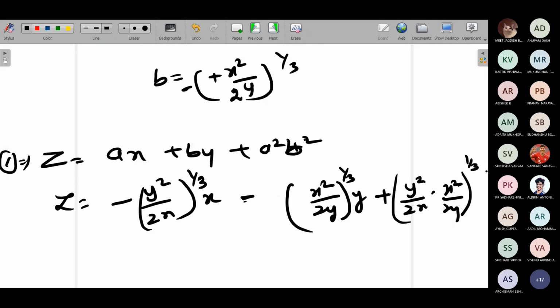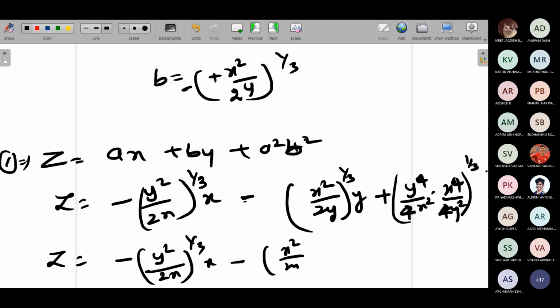So square, if you do it, I'll get 4x square into 4y square. Yes. Now this will become x square y square by 16. Okay, so z will become minus (y square by 2x) whole power 1 by 3 into x, minus (x square by 2y) whole power 1 by 3 into y. The last term will become (x square y square by 16) whole power 1 by 3. Anything you can simplify?